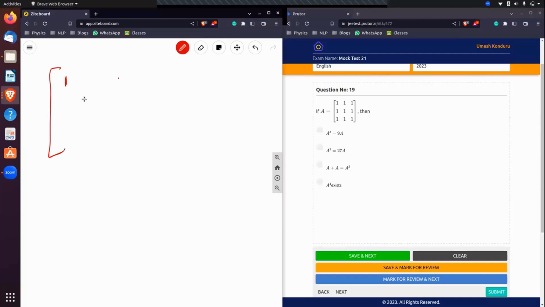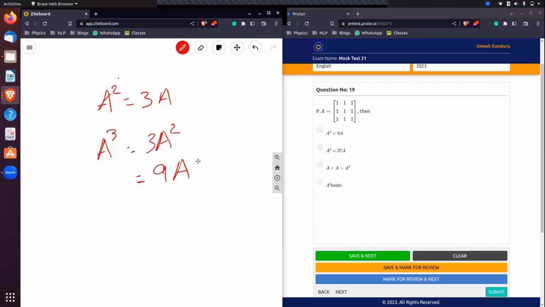So this matrix, if you just multiply it with itself, you can see you're always doing this sort of product. So you'll get a 3 at every part of the matrix. So you can say a square will be 3a. So a cube will be 3 times a square, which is 9a.